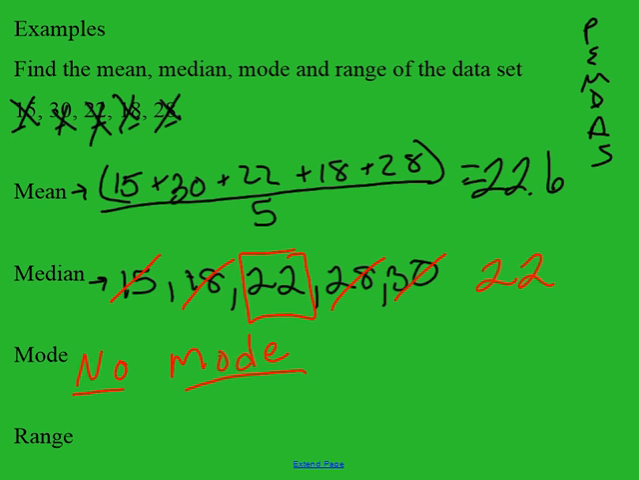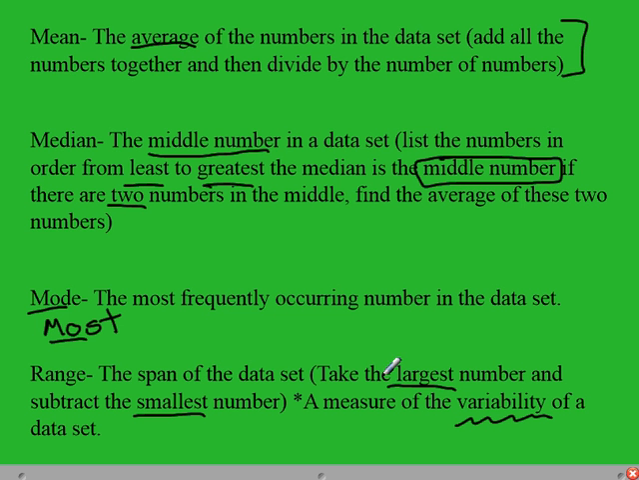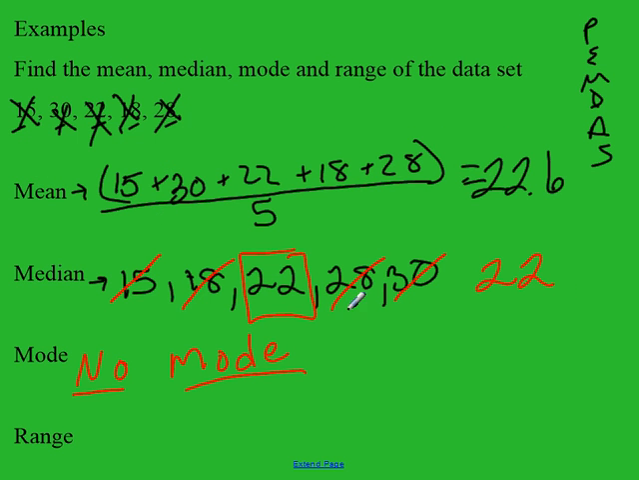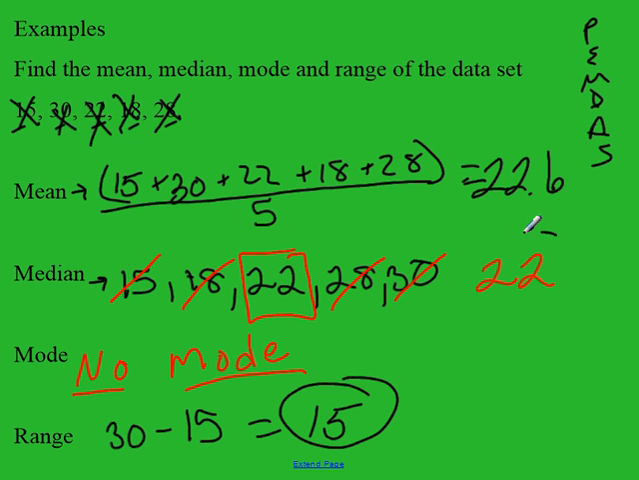Finally, our range, remember from our definition, we take the largest number, subtract the smallest number. Once again, if you've put your numbers in order from least to greatest to find the median, this becomes pretty easy. We have our biggest number, which is 30. We subtract our smaller number, which is 15, and that gives us a range of 15. So these are our measures of central tendency for this data set.